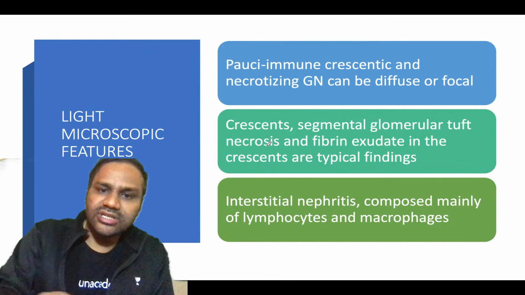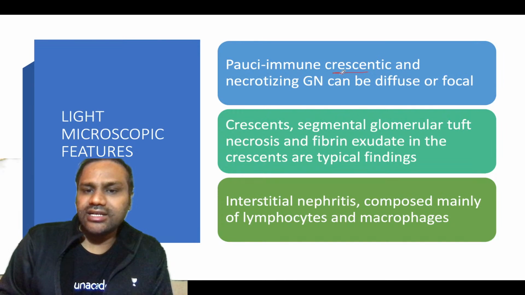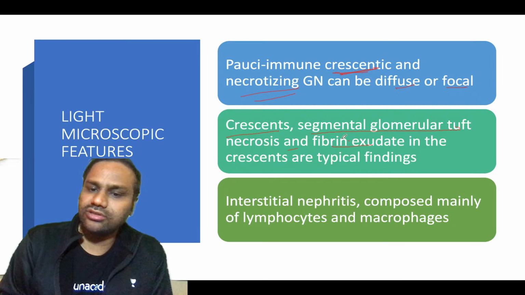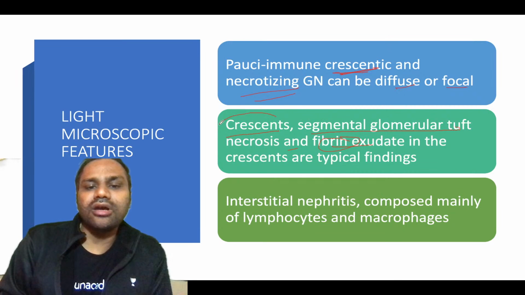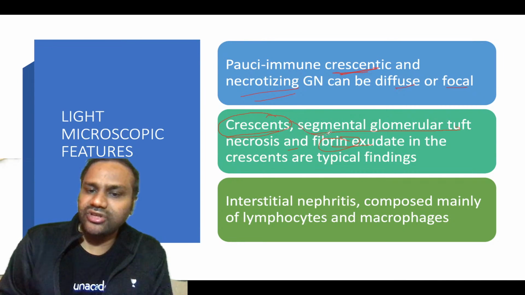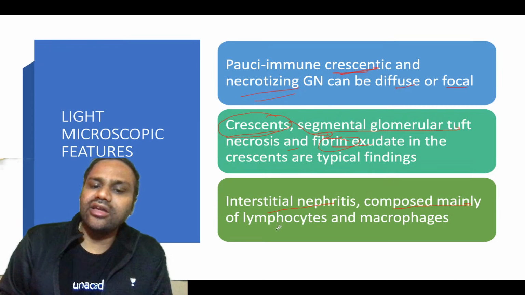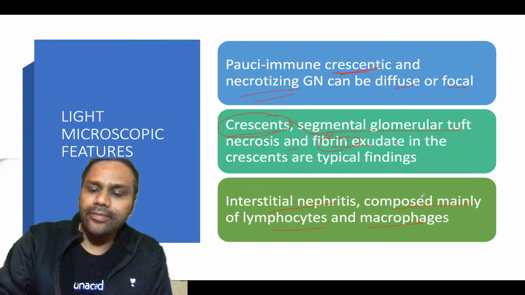Light microscopic features: basically there will be crescents, and there will be necrotizing glomerulonephritis, which can be diffuse or focal. Again, crescents can show segmental glomerular tuft necrosis and can show fibrin exudate, which we have already talked about. So crescents can be associated with fibrin exudates. Okay, I have shown you the figure also. There can be associated interstitial nephritis, composed mainly of lymphocytes and macrophages.